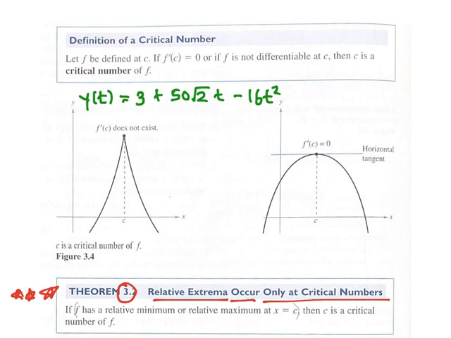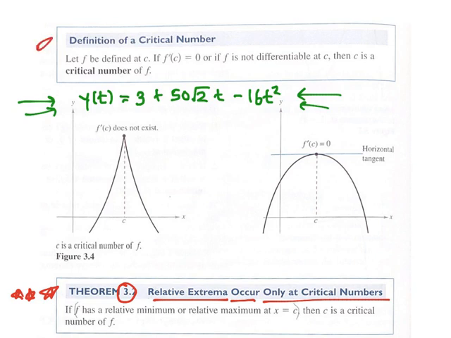So to find the maximum height reached by the baseball, we will look at the real valued function for the y component of the position vector, and we want to find the relative maximum of this function. Now we know relative extrema occur only at critical numbers. So we will begin by finding critical numbers of the function y(t). What is a critical number?